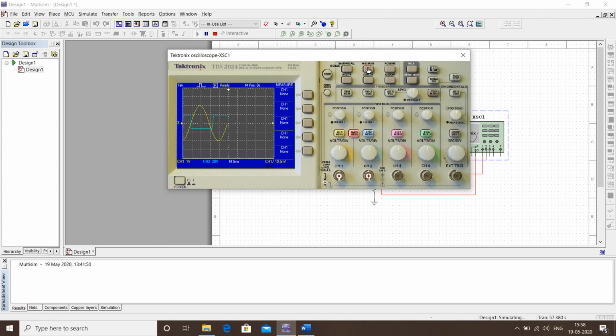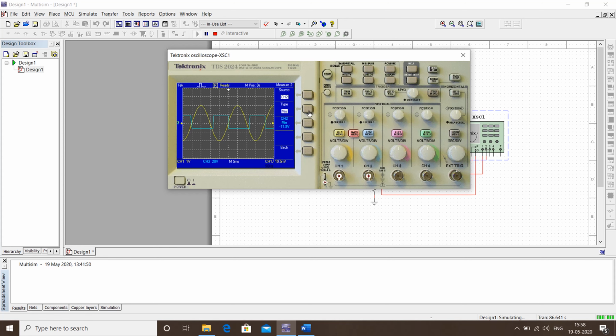So I will go for measure here. For channel 1, the frequency we had set is 50 hertz, and the time period is 20 milliseconds. The mean value is nearly zero. The peak to peak value is 4 volts, since the peak voltage was set to 2 volts, and the RMS value is 1.41. So this is about channel 2.